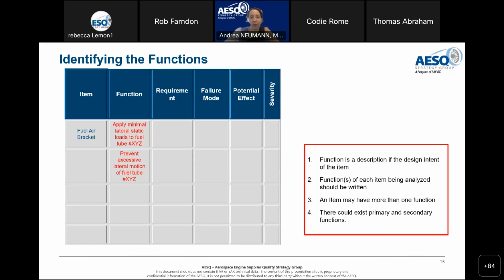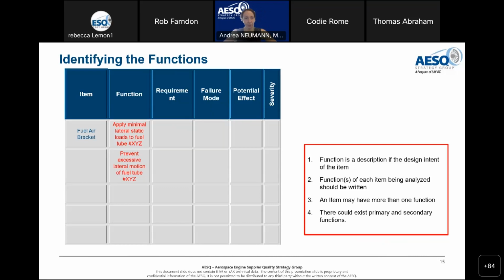A function is always a description of the design intent of the item. Sometimes there are several functions of these items, so there could be primary and also secondary functions. All of these functions should be written down and analyzed, because at the end, when you miss a function, you could also miss some critical requirement or even the critical behavior of your item.